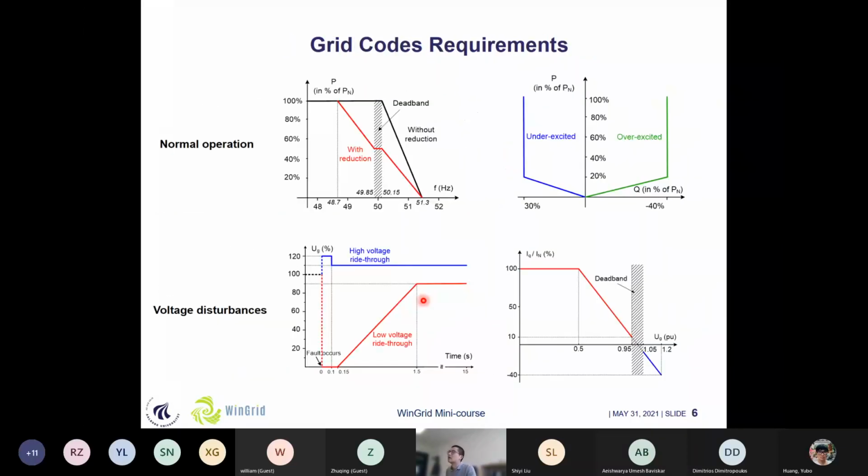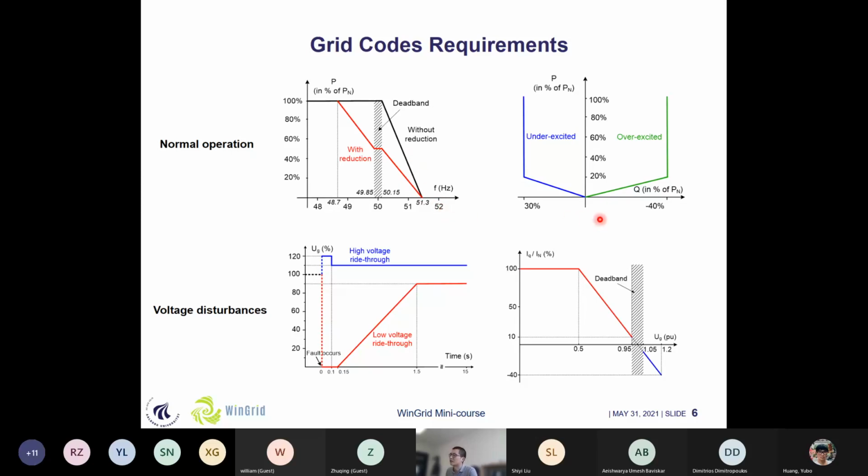If we take a look at the grid code requirements from the modern world, we could see that they can be divided into two kinds. The first kind is during normal operations, and the second category is if some voltage disturbance happens. In normal operations, if the grid frequency becomes higher, we need to reduce the power generated from the wind turbine. Here we can find the relationship between the grid frequency and the active power.